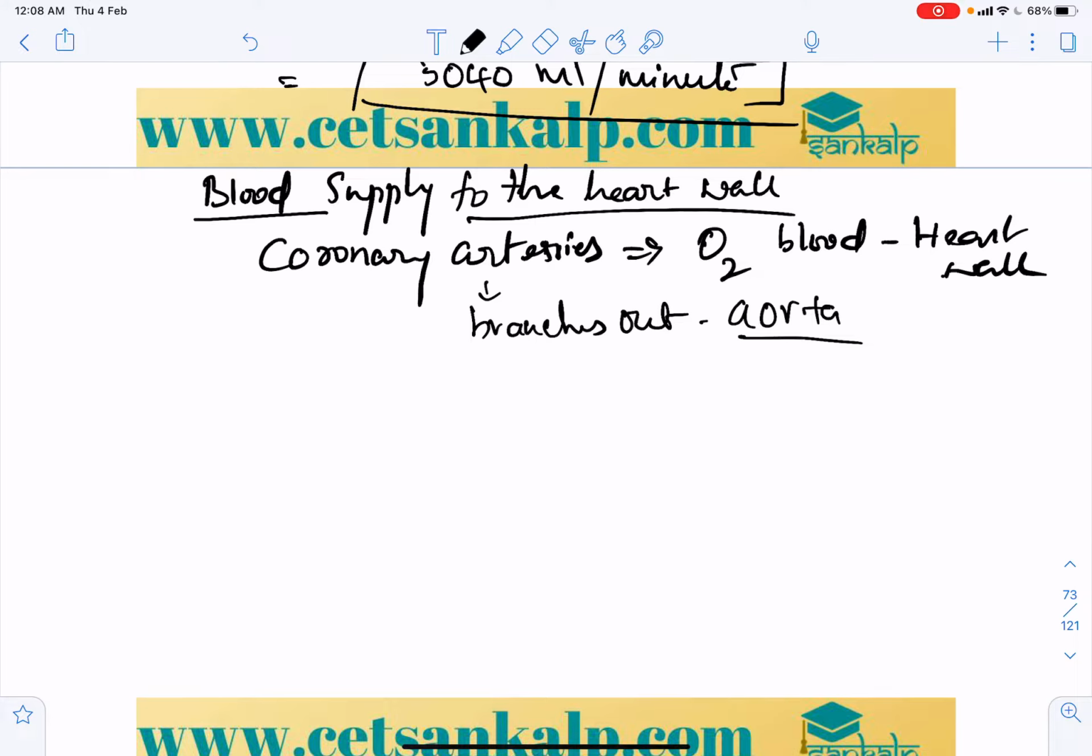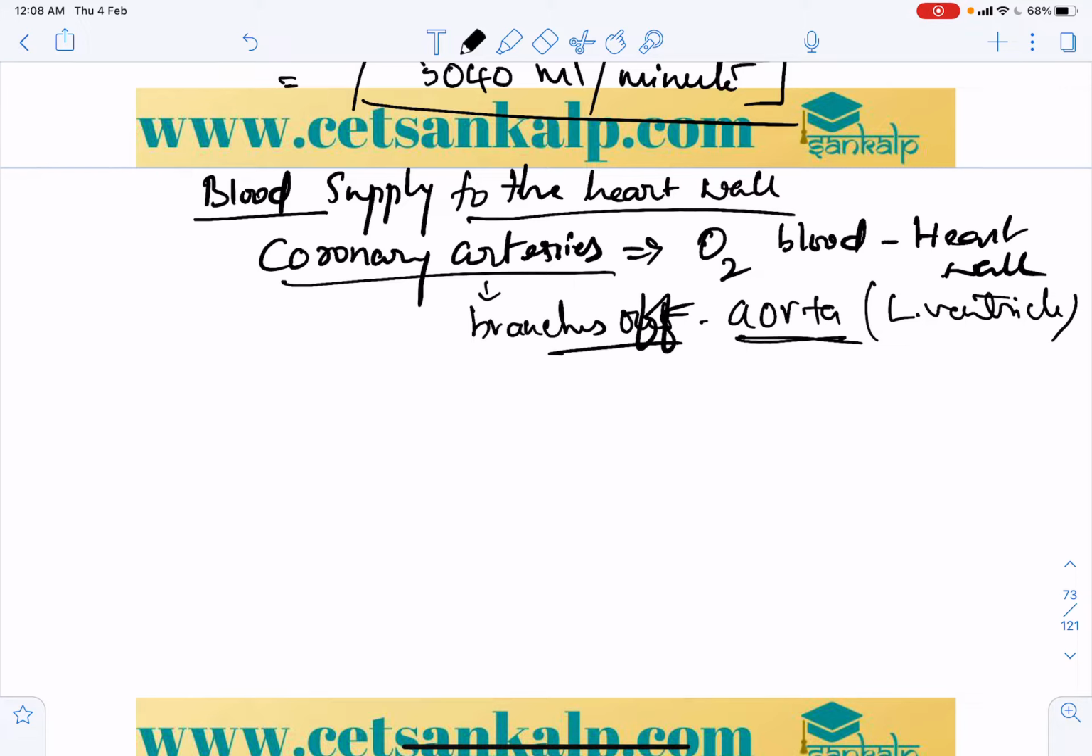Generally, the aorta arises from the left ventricle, as we all know, and when it arises and arches back, these coronary arteries branch off from the aorta. They may ask this question: these are the branches of the aorta.